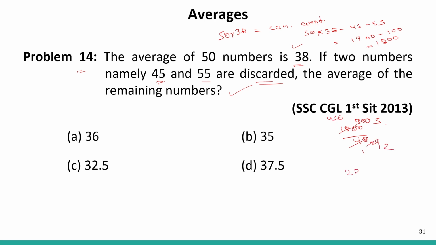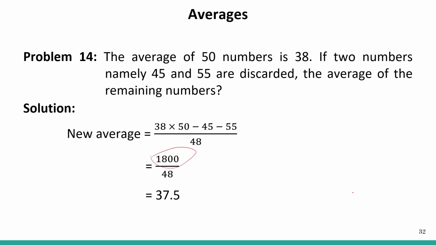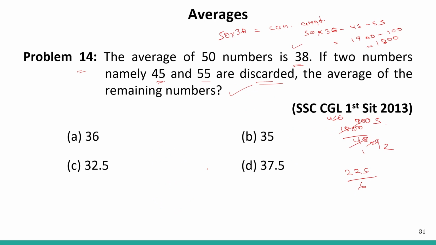So this will be 900 by 24, and this will be 450 by 12. So it will be 225 by 6, that is equal to 37.5. So the only correct answer here is 37.5. So this is the correct one. These are all wrong answers.